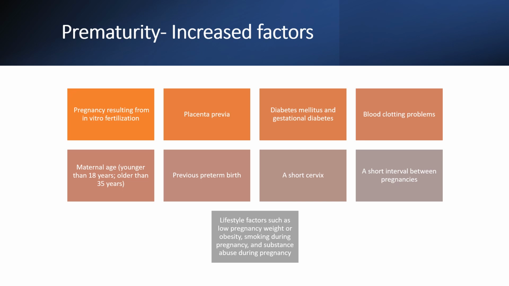Previous preterm birth: it happened once and can happen again. Short cervix, short interval between pregnancies, not enough time for things to heal up. And then lifestyle factors such as low pregnancy weight or obesity, smoking during pregnancy, substance abuse during pregnancy, anything like that. If the mother used opiates and was still using them, we can expect our baby to come out and not breathe. We do not Narcan these babies. We typically just bag them and let them wean off of it.